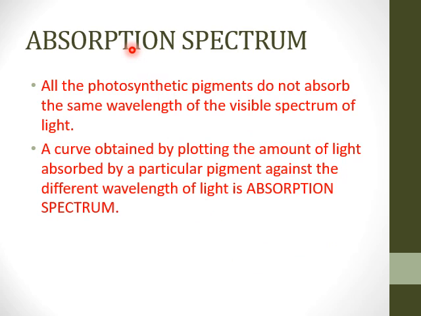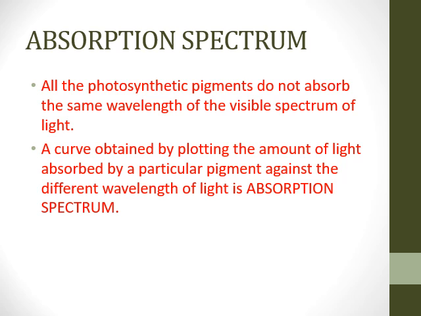So first, now discuss the absorption spectrum. So what is absorption spectrum? All the photosynthetic pigments, that is your chlorophyll A, B, xanthophyll, carotenoid, do not absorb the same wavelength of a visible spectrum of the light. A curve obtained by plotting the amount of the light absorbed by the particular pigment against the different wavelengths of the light is known as absorption spectrum.